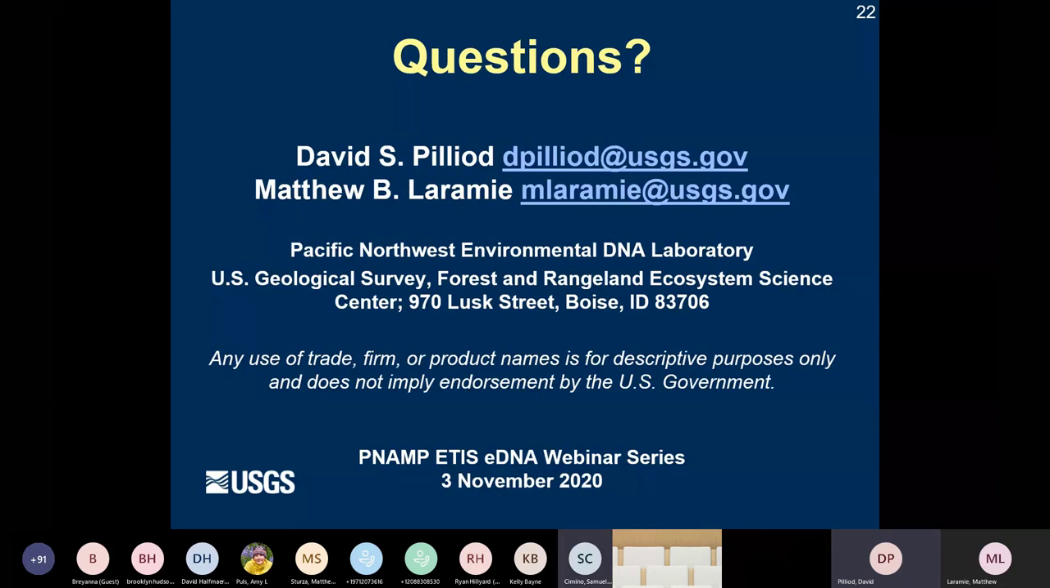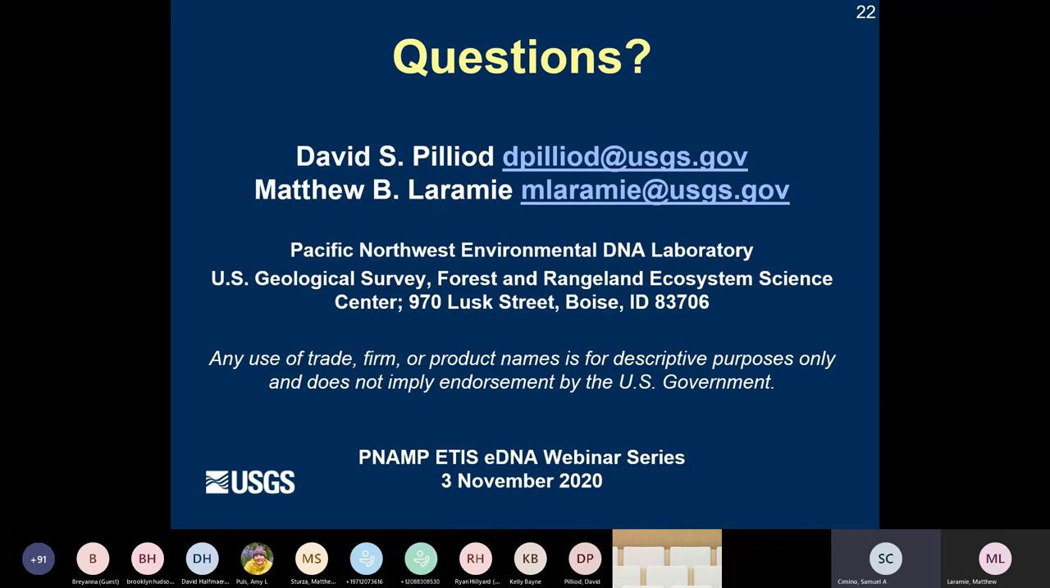Great. We have one from Seth White. Can the relative proportion of degraded versus intact eDNA in samples be used to tease out older eDNA? For instance, organisms present longer than a week ago versus newer, assuming other environmental factors that degrade DNA are equal.